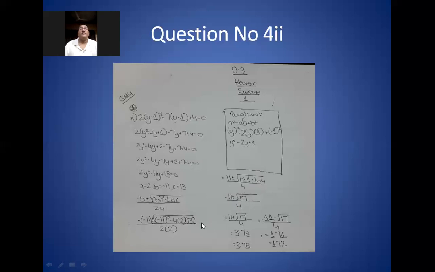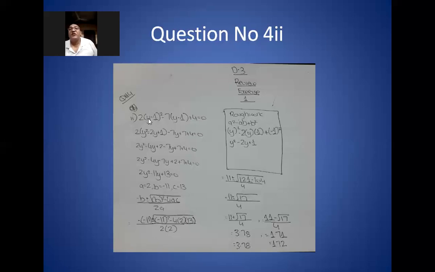So now you have two options. One, on your calculator you will write 11 plus under root 17 equals to, divided by 4 equals to, you get 3.78. And the second option will be, in your calculator you will write 11 minus under root 17 equals to, divided by 4 equals to, and that gives you 1.71, so that's approximately 1.72. Basically, we have not written all the decimal places, so that's why, but it will be rounded off to 1.72. So hopefully you have understood this question.